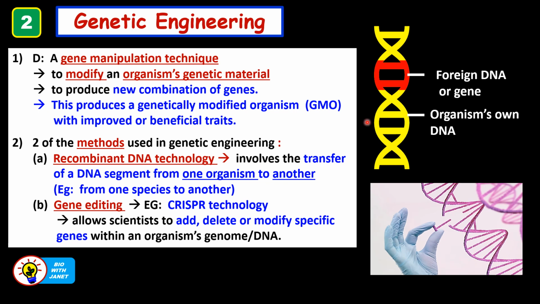So we are going to focus more on recombinant DNA technology and how it's carried out, with one example involving the production of insulin by bacteria. So that will be in the second video, okay? Production of insulin by bacteria.